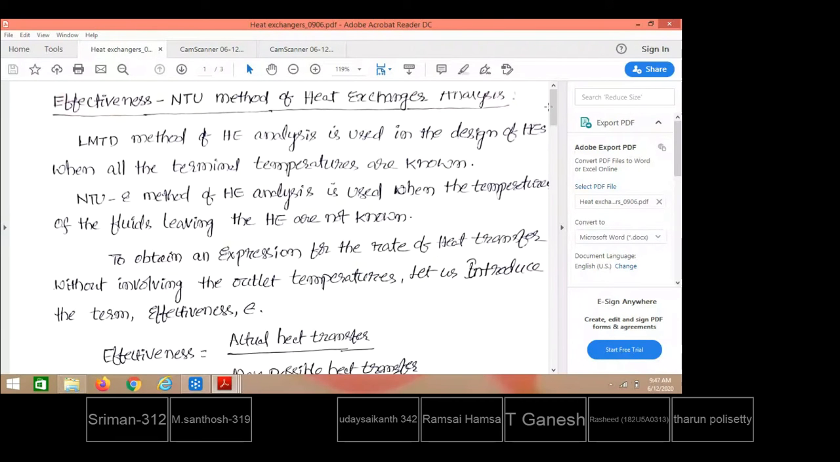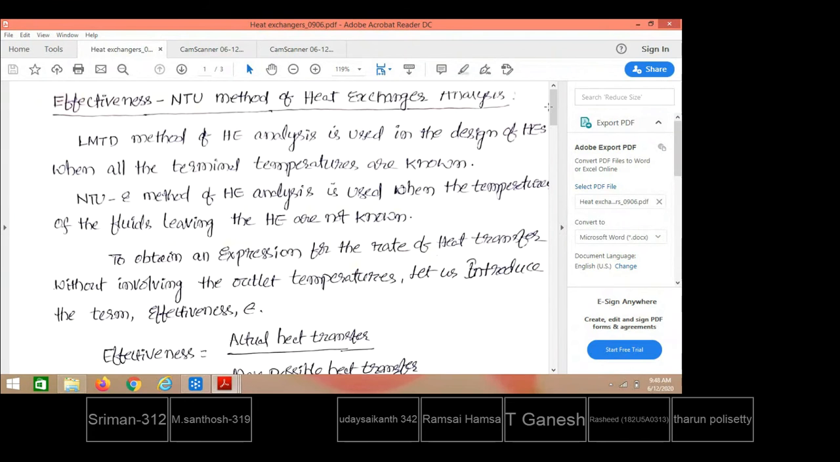The next method is the NTU epsilon method. When do we use this? Only when you have partial data related to hot and cold fluids. That means only the hot fluid inlet temperature and cold fluid inlet temperature are known, and there is no information available with regard to the outlet temperatures of hot and cold fluids.